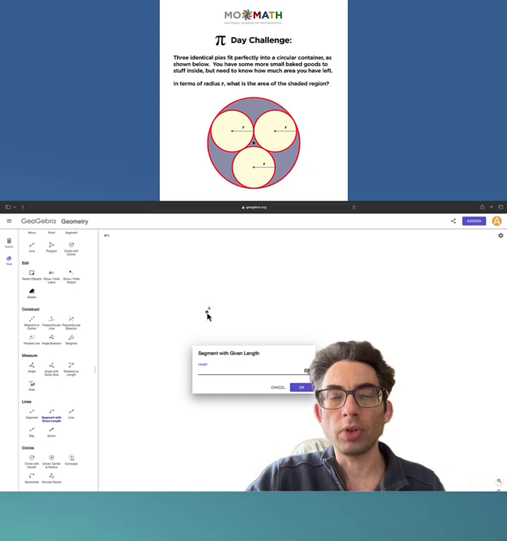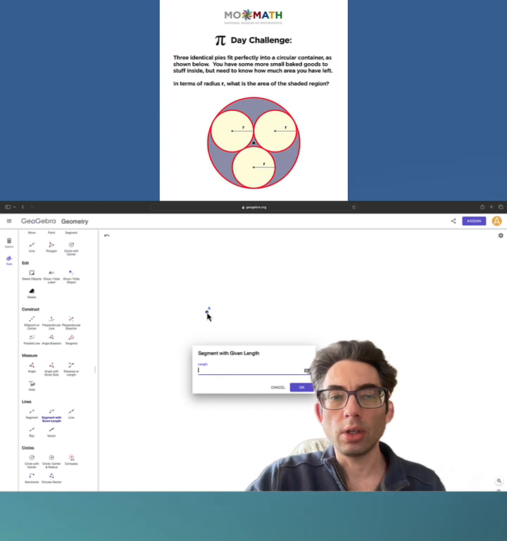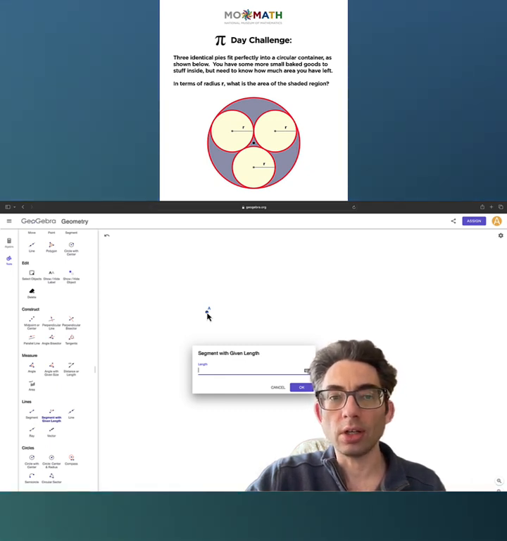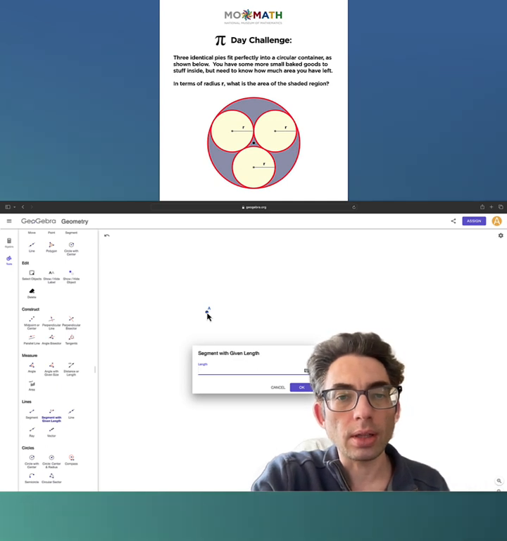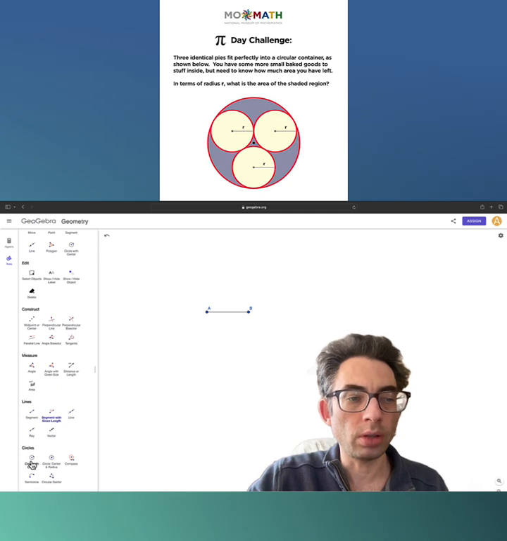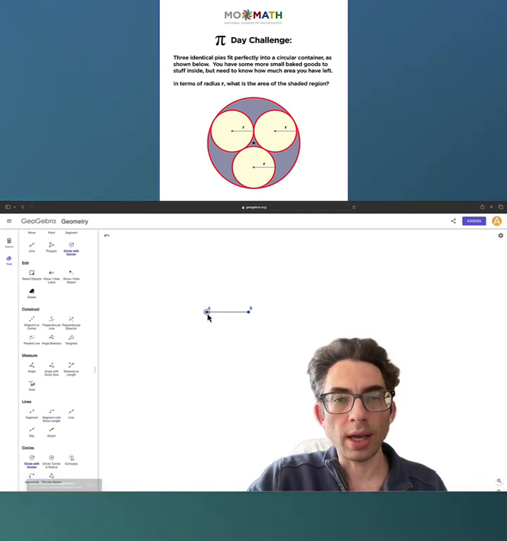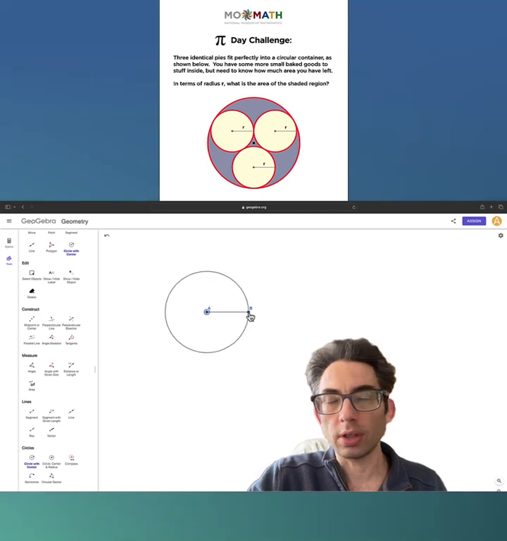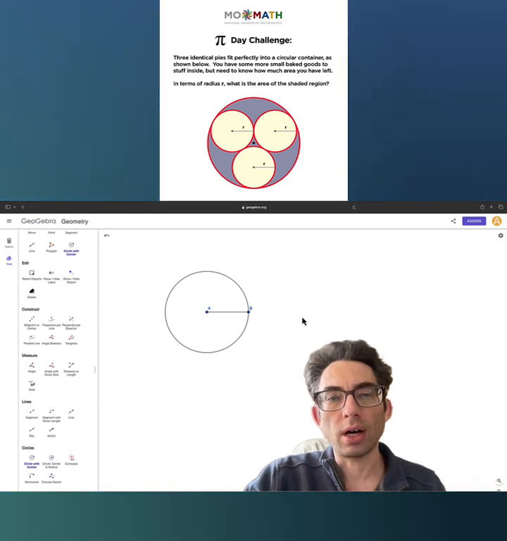And this is really practical to do, because if we have to crunch any numbers, if we have to do some arithmetic later, it'll probably be easier when the lengths are 1. It makes the math easier. So let's say that the length is 1, and this will be the radii of the first circle. Now we're going to go to circle with center, and we're going to click A. Drag our mouse to the right, and there we go. We have our first circle.